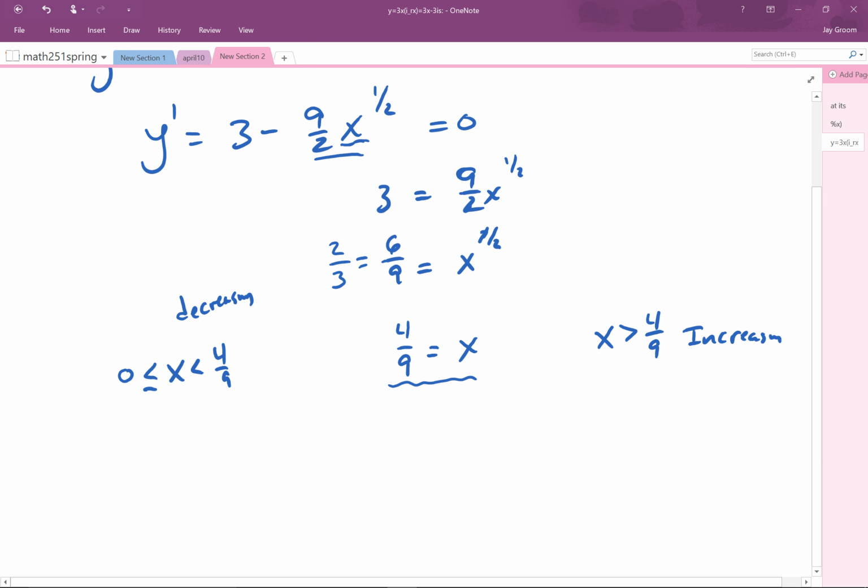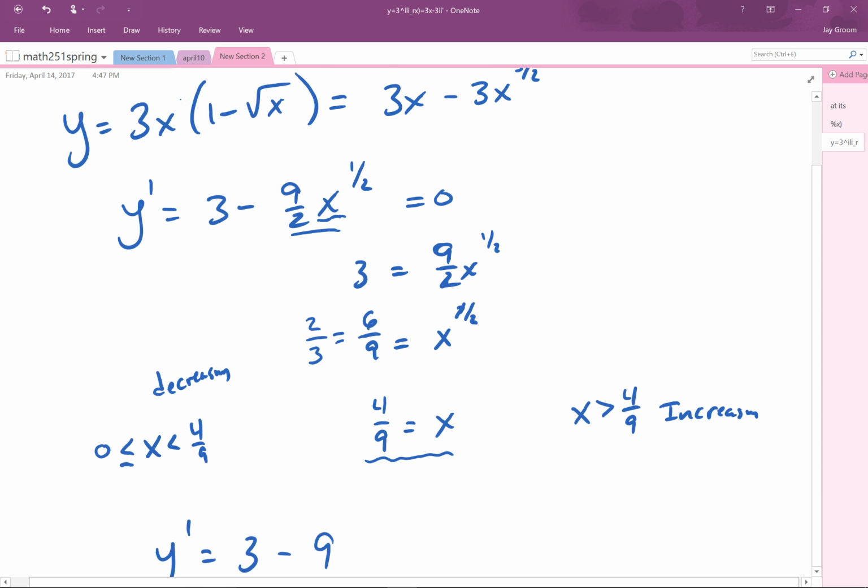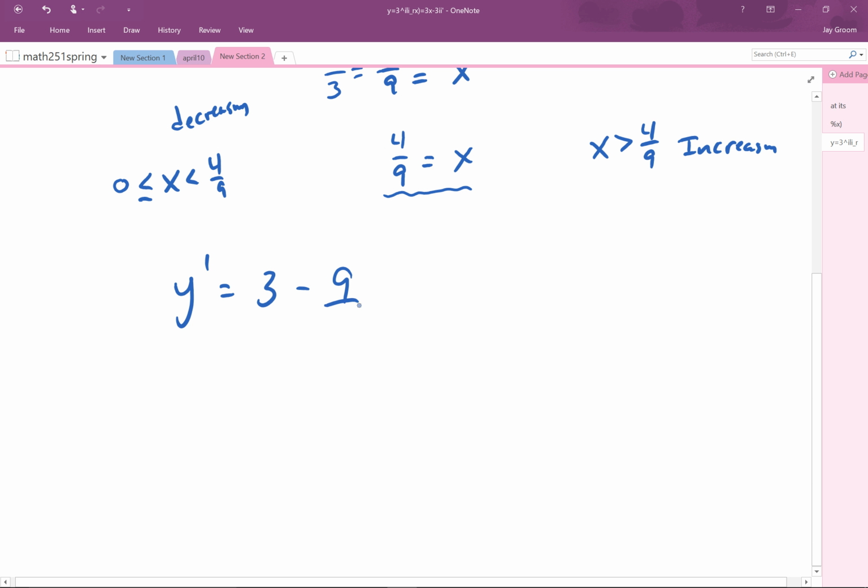Now, let's take the second derivative. So I'm just going to rewrite that. So y prime is 3 minus 9 halves x to the half. Let's take the derivative, shall we? So that's y double prime. Derivative of 3 is 0, of course. This is going to be minus 9/4 x to the minus a half, or minus 9 over 4 square roots of x. When does this equal 0? It never equals 0.